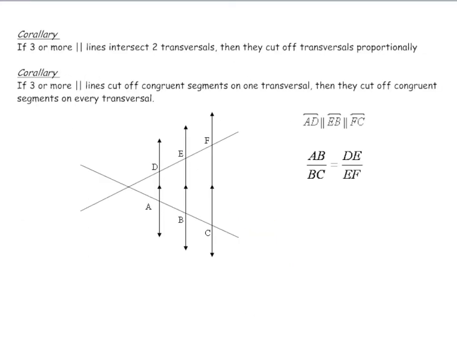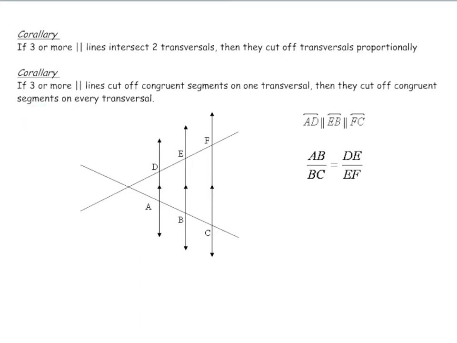So what happens if you're dealing with 3 or more parallel lines and they intersect 2 transversals? Like in this diagram, I have 1, 2, 3 parallel lines and they're intersecting 2 transversals. Then we know that if any of that occurs with parallel lines, those parallel lines actually cut the transversals proportionally. So that means that DE over EF would be the same thing as AB over BC. It's kind of like the TP theorem, but instead, I'm not necessarily dealing with a triangle. I'm dealing with parallel line segments more than anything else.